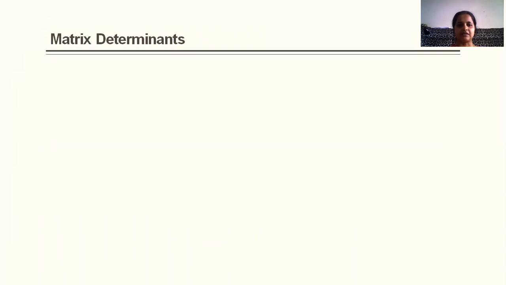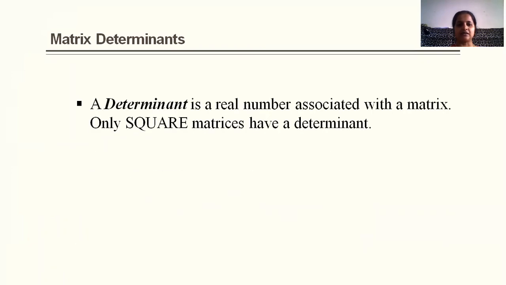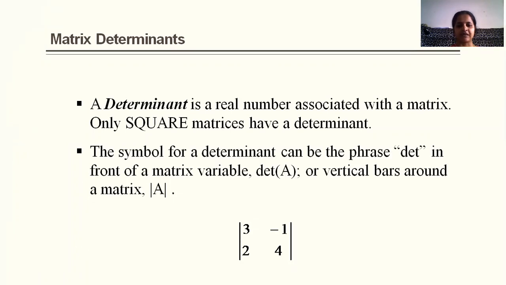Matrix determinants. Now we will see how to find the determinant of a matrix. The determinant is a real number associated with the matrix. Only square matrices have determinants, and it is denoted by det of A, or by double parallel lines with A written inside, for finding the determinant of matrices.